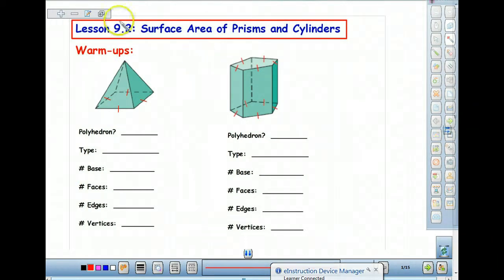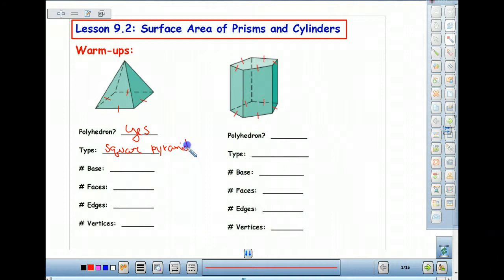So in this problem right here, it's asking, is it a polyhedron? We can answer yes to that because it is composed of all polygons. The base of this is a square, and it comes up to a point, so it is a square pyramid. Okay, number of bases. In this case, it just has one base, the one on the bottom, so we're going one there.